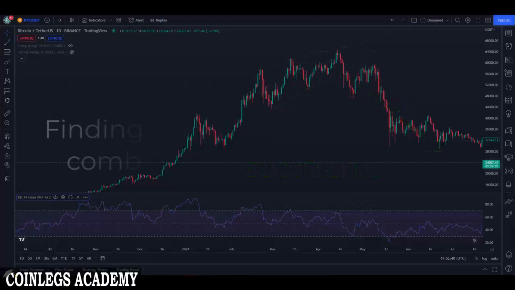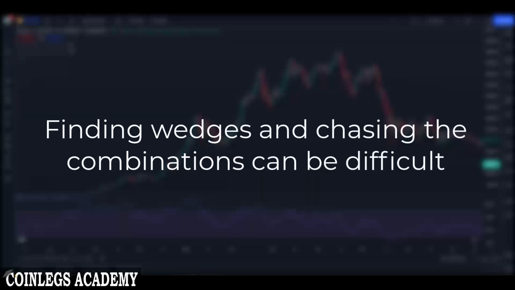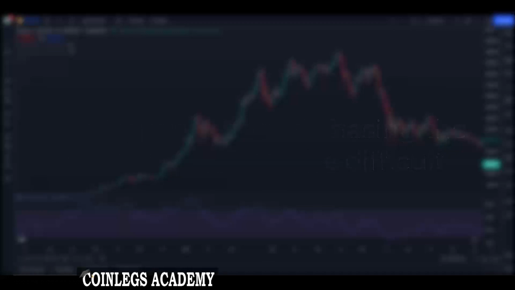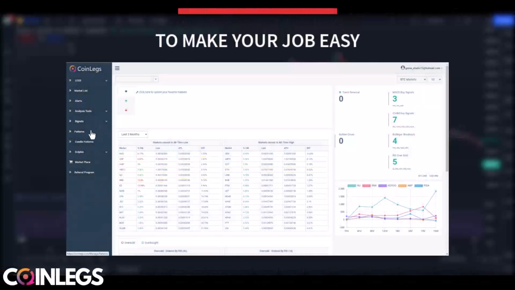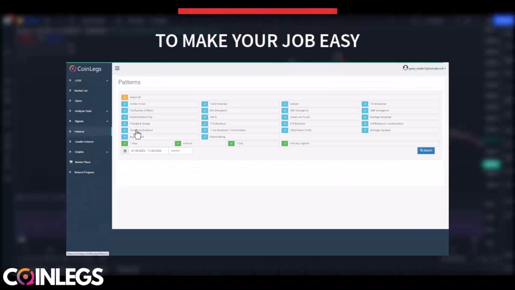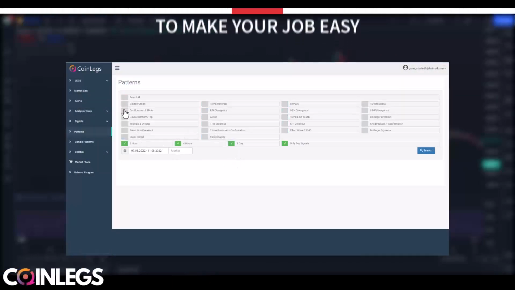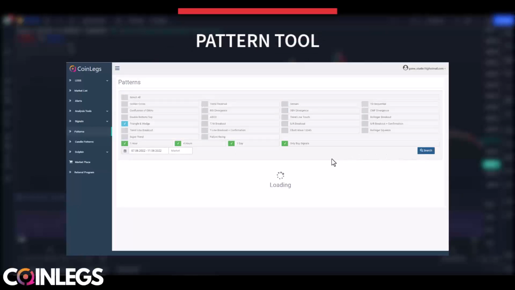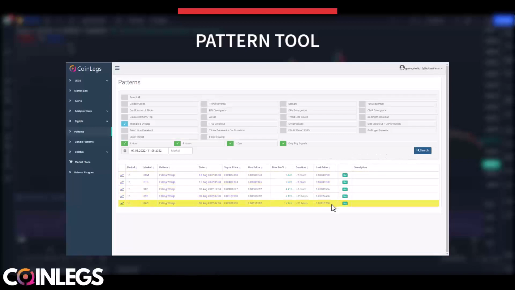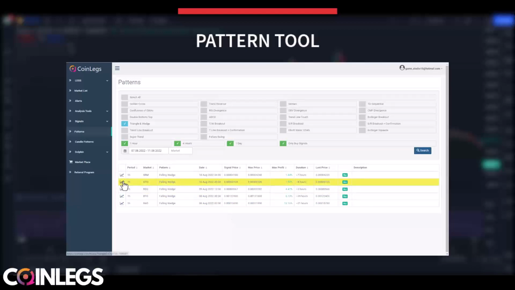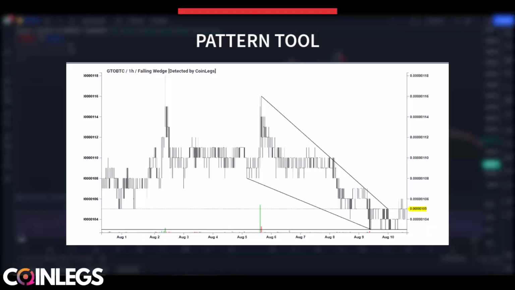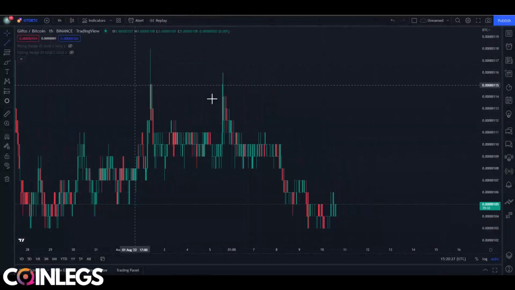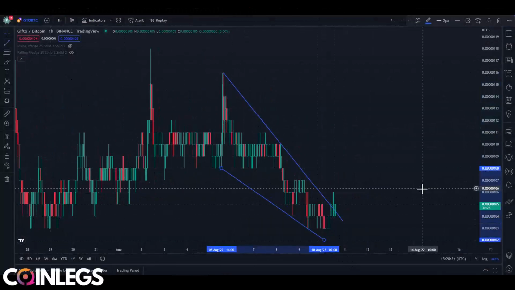You want to make successful trades like this, but sometimes finding wedges and catching the combinations can be difficult. To make your job easy, you can use the CoinLex pattern tool. Simply open the pattern tool and set the wedge section. It will give you many coins' information with one click, and by simply clicking this button, you can see it on the charts as well. If we check the same coin on TradingView, you can see it's a correct signal.